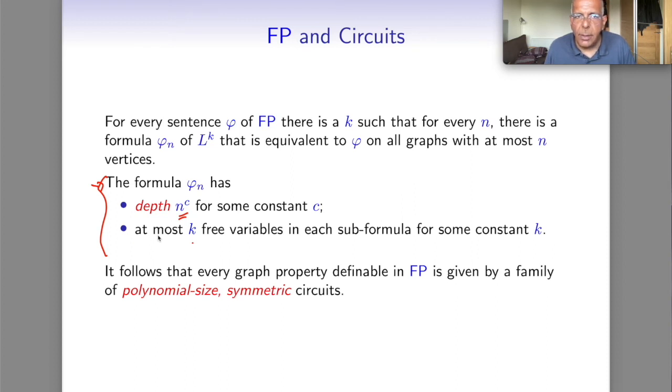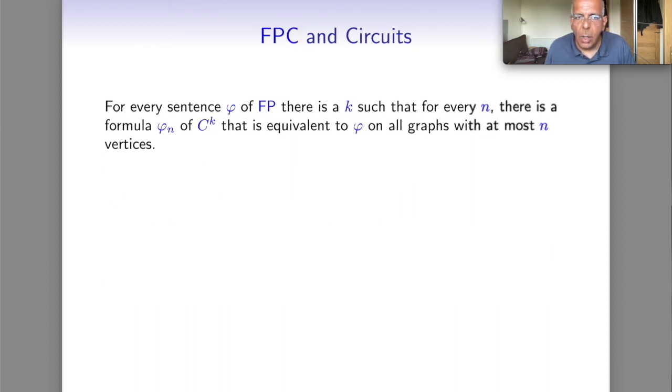What happens if we start with fixed point with counting? So this should be FPC. For every sentence of FPC, there is a k such that for every n, we have a formula now not of Lk but of Ck.